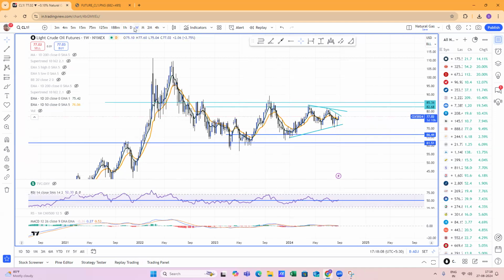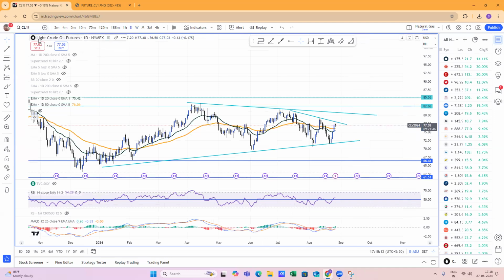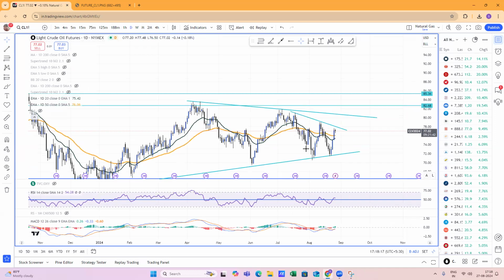But for today, I'm going back to the short term, and this is the CLC1 US WTI crude oil chart, which is traded on NYMEX. 76 is a very strong support.